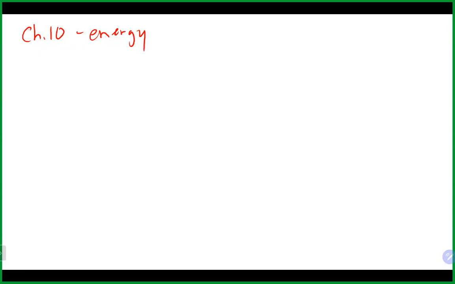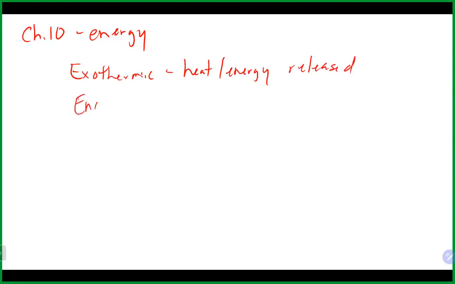So last time we talked about energy, and really, as we'll talk about today as well, we kind of talked about two main energy processes, and those are exothermic, which means that heat and energy is released, and endothermic type processes, where heat and energy is absorbed.